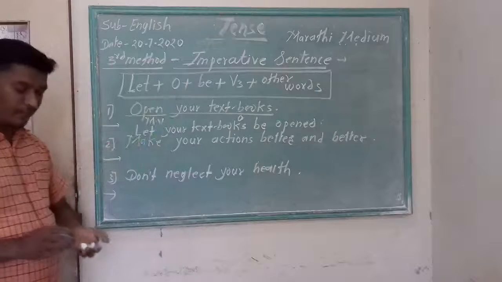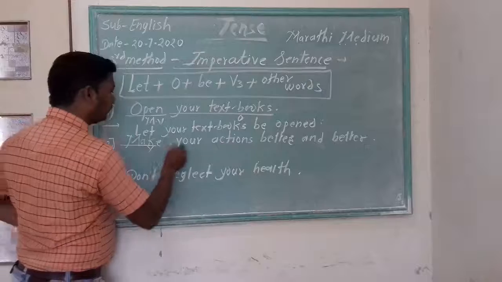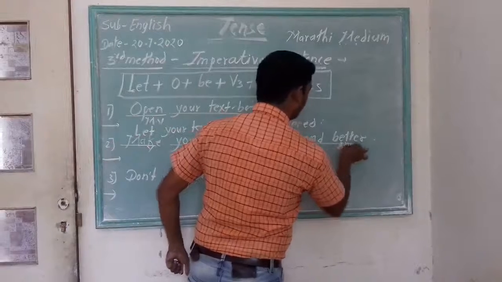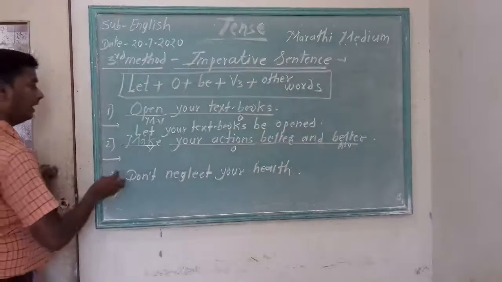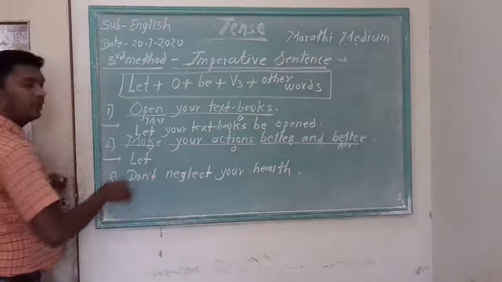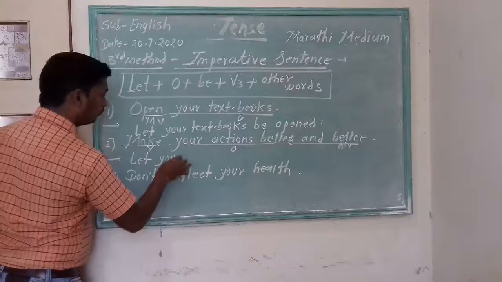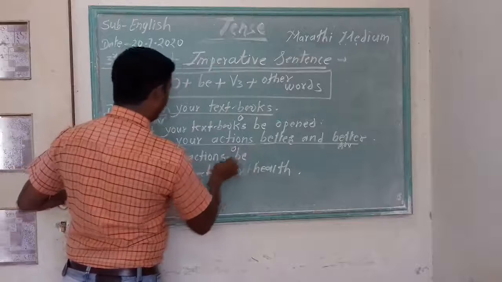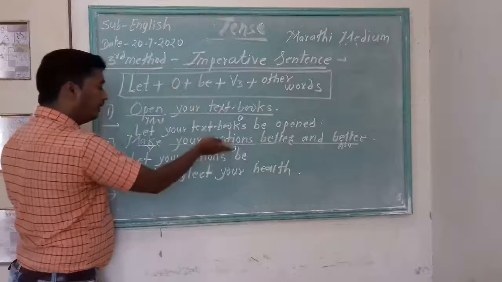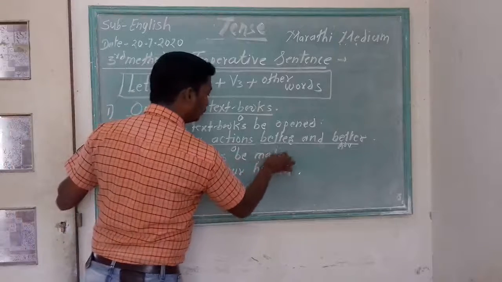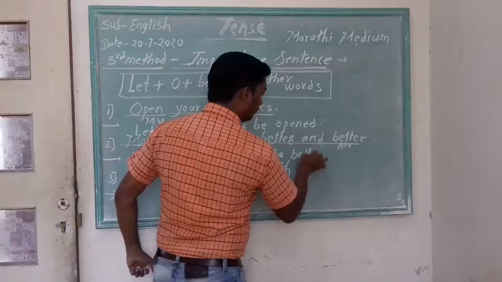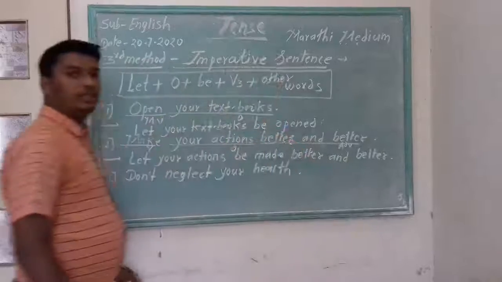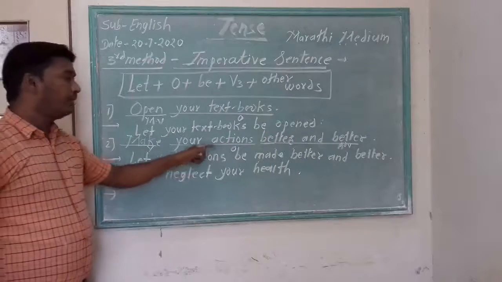Make your actions better and better. Look, make is the verb, your actions is its object, and better and better is an adverb. Start with let, then take the object, then put be after the object, then V3, make into made, then better and better. It is now passive voice: Let your actions be made better and better.